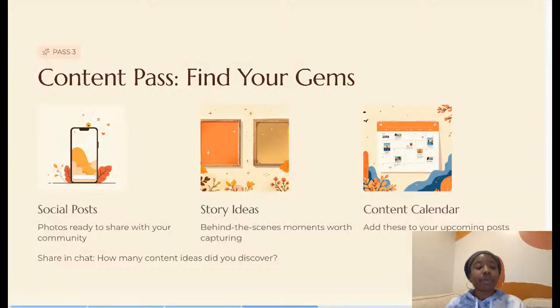So pass number 3 is content. Find your gems. These can be social posts, story ideas. We're going to add these right to our content calendar. If you don't have a content calendar, now's the time to establish a very basic one. It could be a spreadsheet, or again, just a folder on your phone. Keep things as low touch as possible at this stage, because what you really want to do is just be organized and have a home for all of these different items.